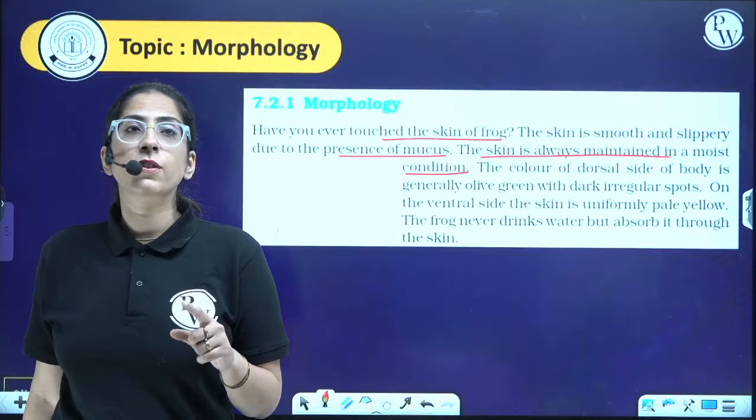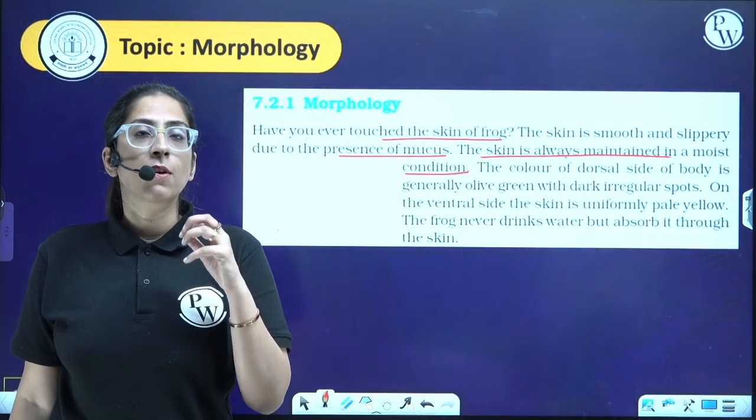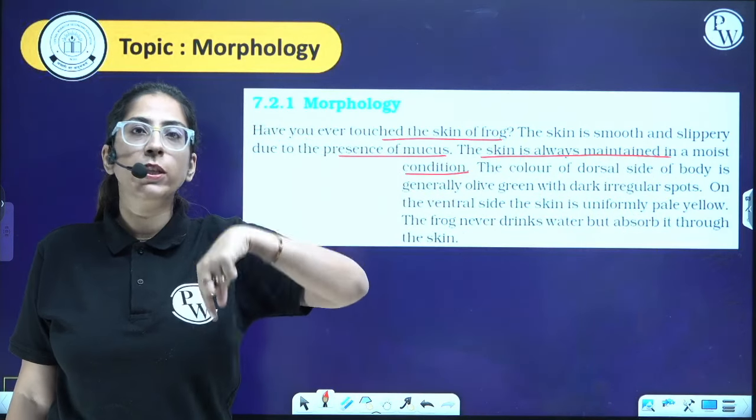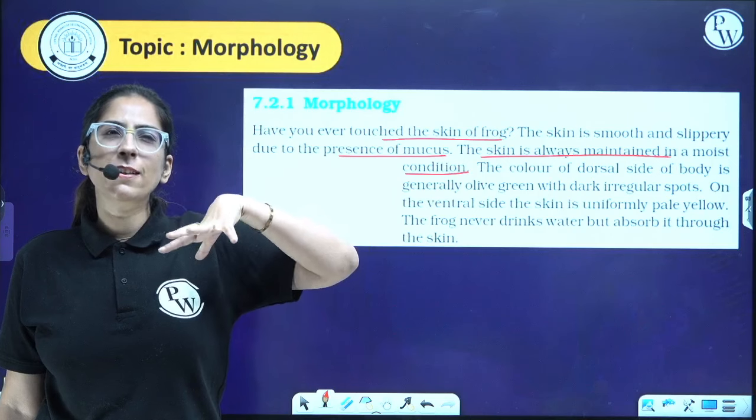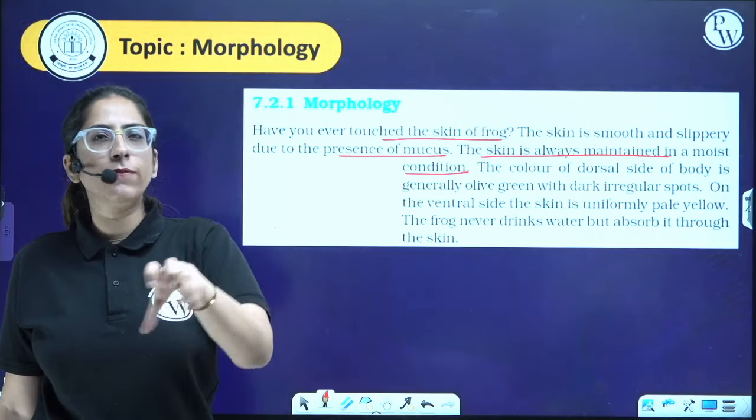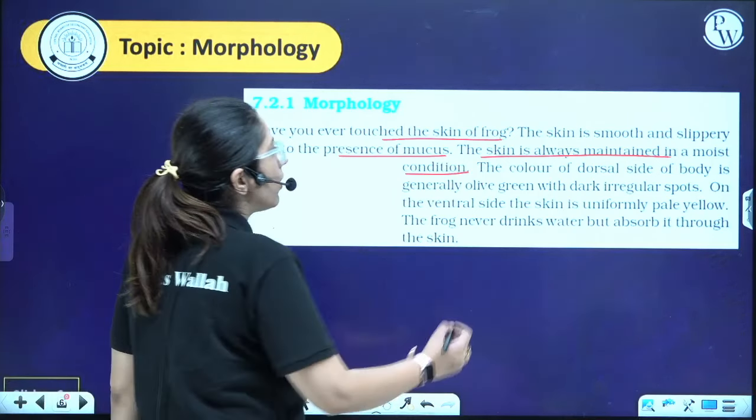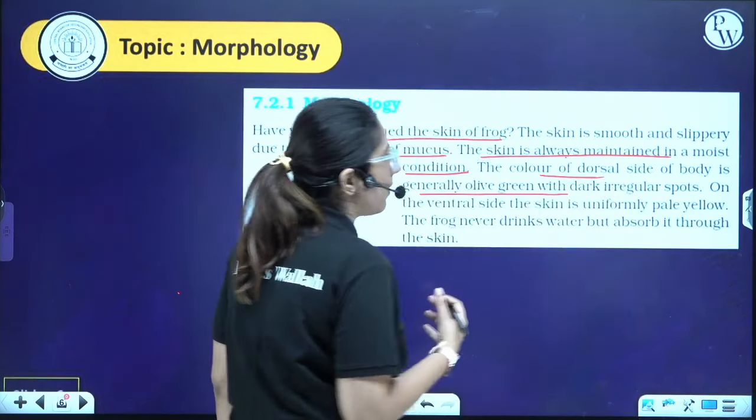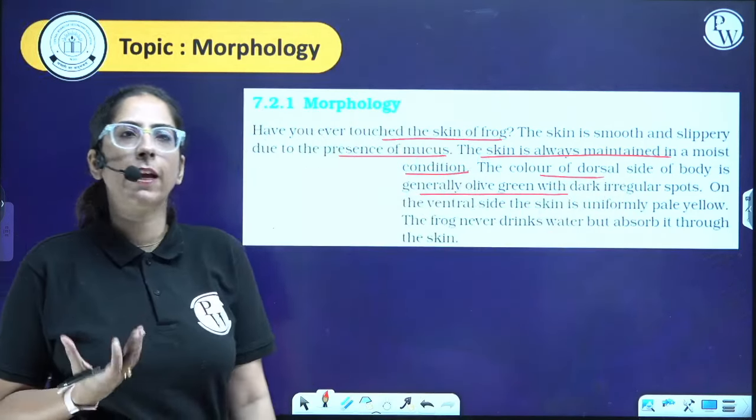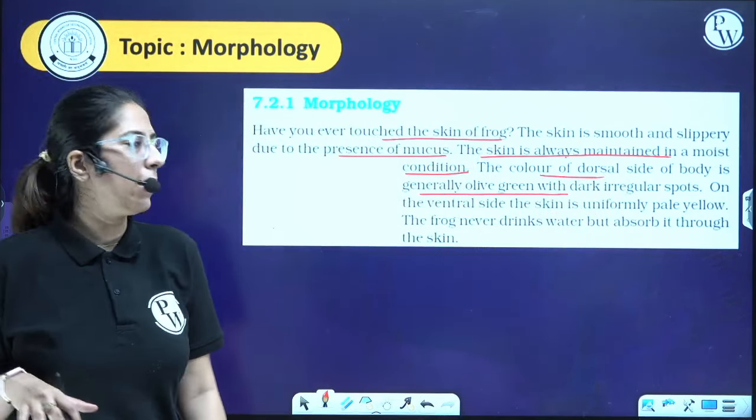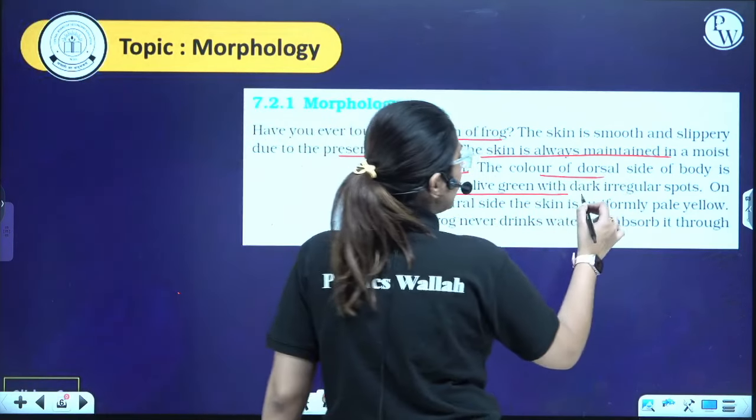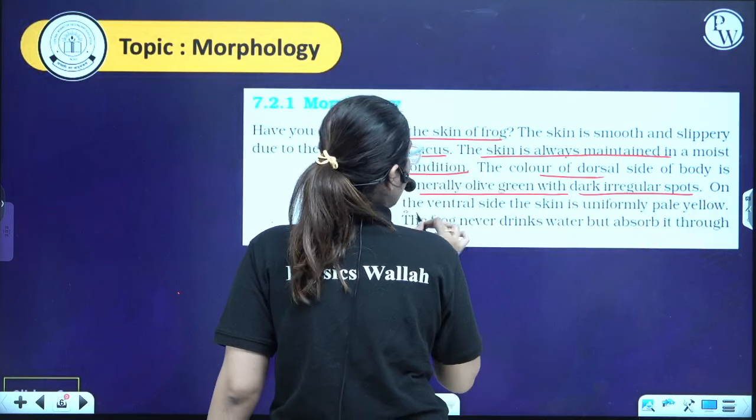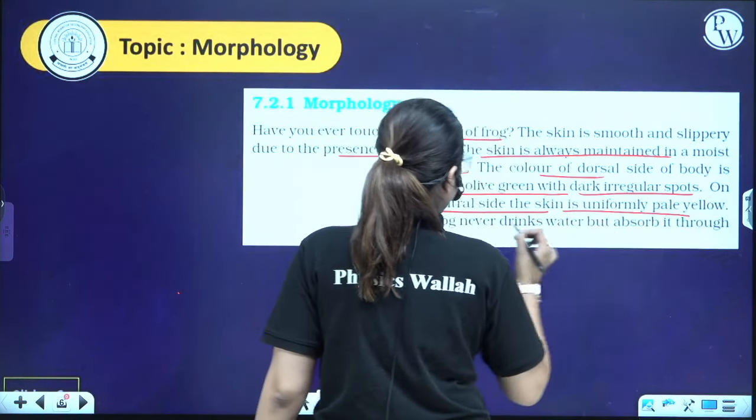A very important feature: have you ever tried to catch a frog? If yes, do let me know in the comment section. They're very slippery, so it is very difficult to catch them. The dorsal side of the body is olive green in color, though the color varies from one species to another, with dark irregular spots. On the ventral side, the skin is uniformly pale yellow.